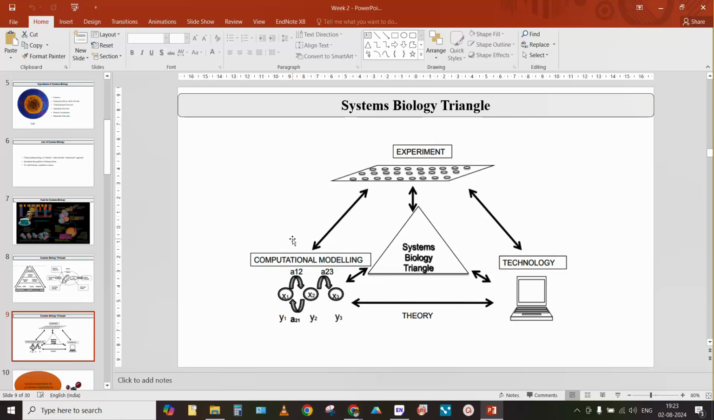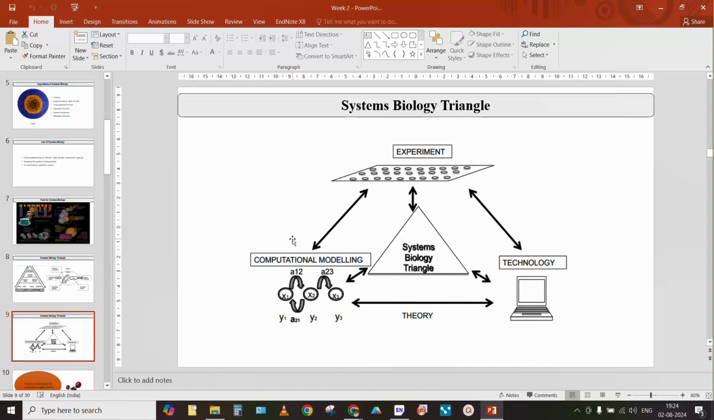So there's one more, the systems biology triangle experiment. The systems biology triangle, as you can see here, involves the experimental data sets, which could be derived from different types of omic platforms and technologies.